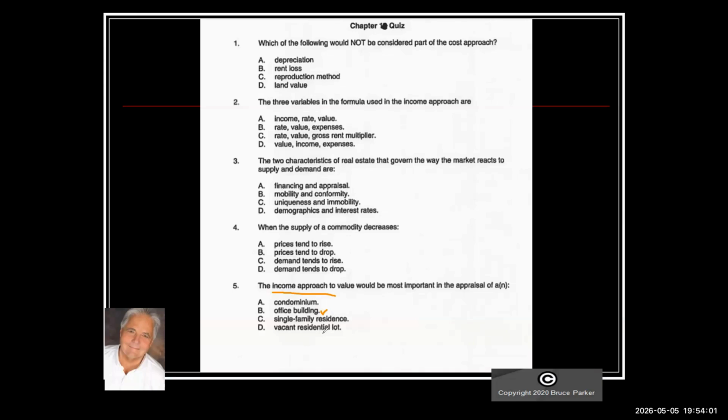We use something called the inverse method. The way we would find the value of a vacant lot is we would look at a similar lot with a house on it, and then we subtract what it costs to build the house, and then that would give us the value of just the lot alone. That's called the inverse method.